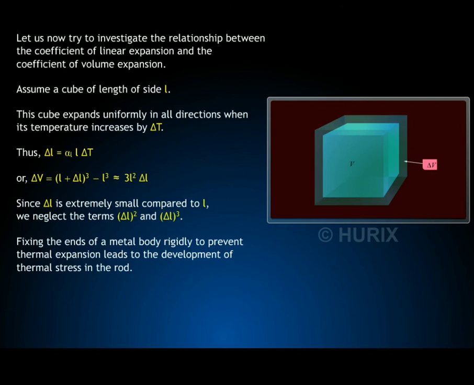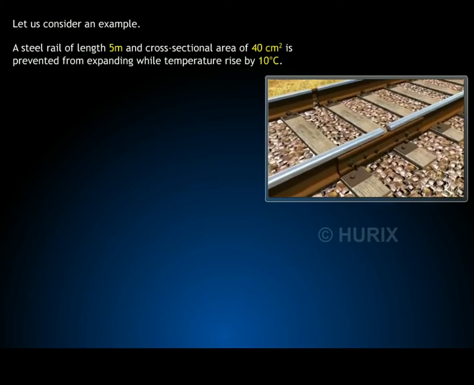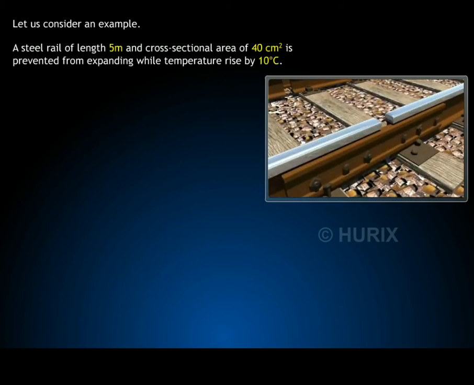Fixing the ends of a metal body rigidly to prevent thermal expansion leads to the development of thermal stress in the rod. Let us consider an example. A steel rail of length 5 meters and cross-sectional area of 40 centimeters square is prevented from expanding while temperature rises by 10 degrees C.